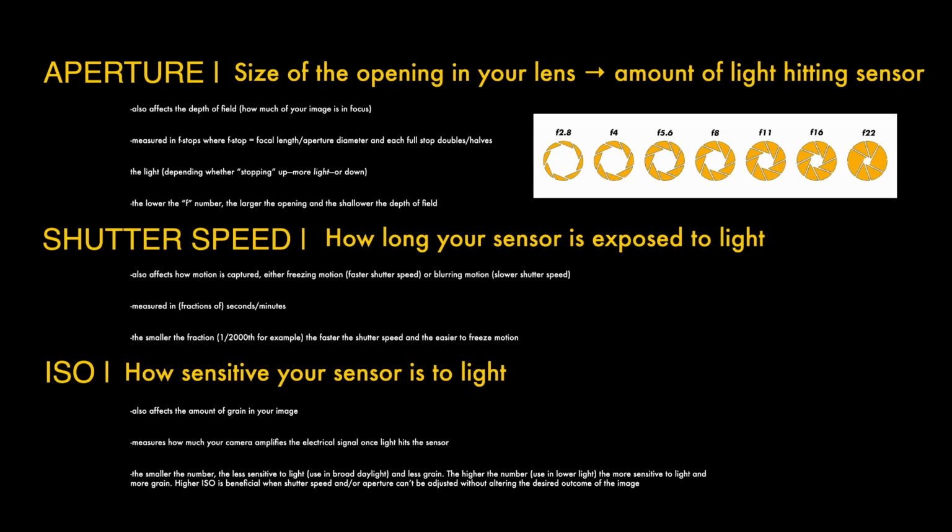So again, I'm not going to go over this slide. We went over this in part 1. But aperture, size of the opening in your lens; your shutter speed, how long your sensor is exposed to light; ISO, how sensitive your sensor is to light. It's these 3 things that make up your exposure.